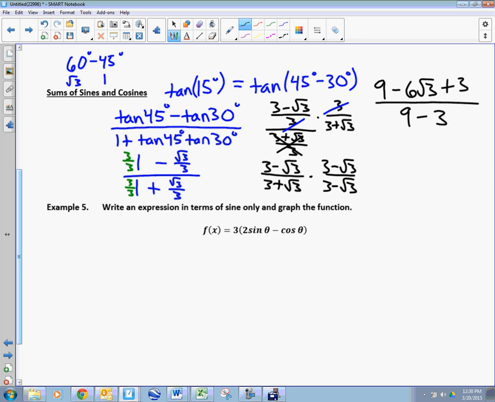So we'll simplify that. 9 plus 3 is 12 minus 6 roots of 3 over 6. 12 over 6 is 2, and 6 over 6 is 1. So the correct answer is 2 minus the root of 3.